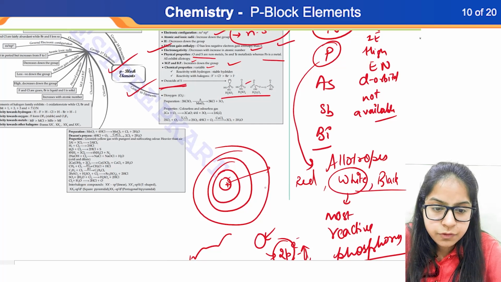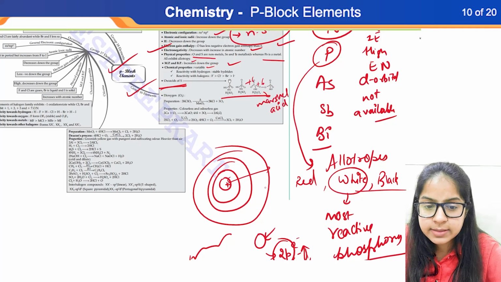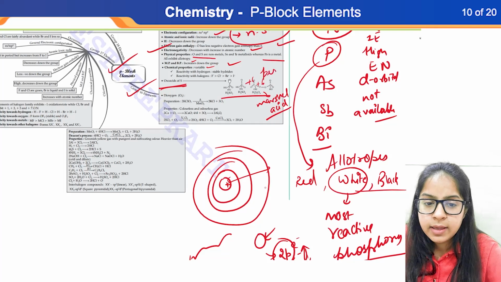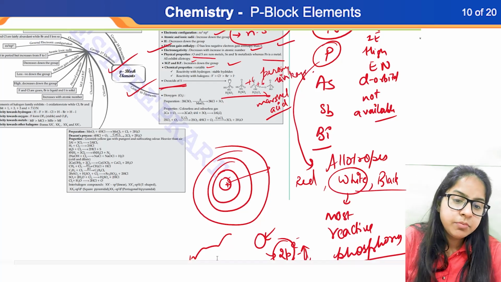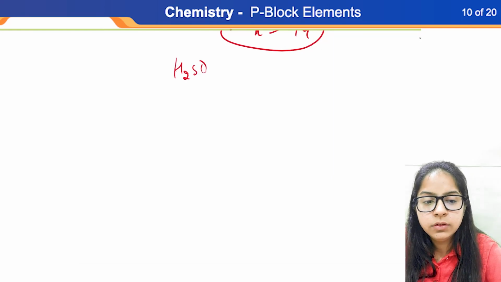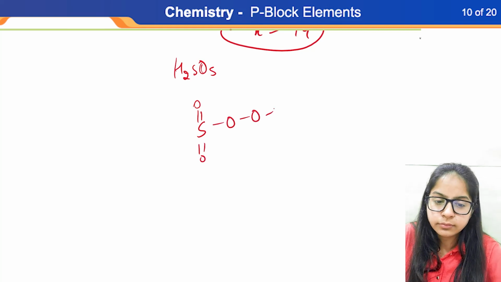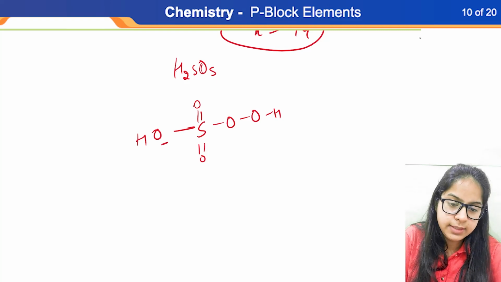This is H2SO4, plus 6. You will calculate the plus. This is Marshall's acid. They can ask you which acid has a peroxy linkage. Here the peroxy linkage is present. Peroxy linkage, and it's an important linkage. One more important compound of sulfur that has a peroxy linkage is H2SO5. 5 oxygen and 2 hydrogen. This is the peroxy linkage.